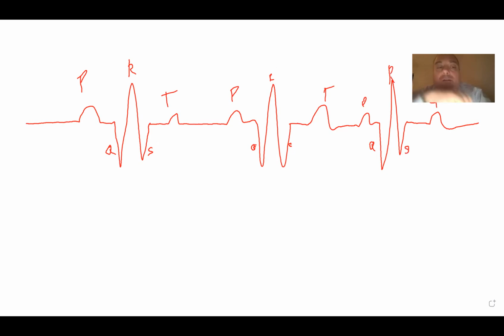Cool. Let's label some other things. We have something called intervals. We have something called a PR interval, which is basically going from the P wave to the R wave. This is a period of time. Remember on our EKG paper, we have a time of 0.04 seconds for each small box and 0.20 seconds for each large box.